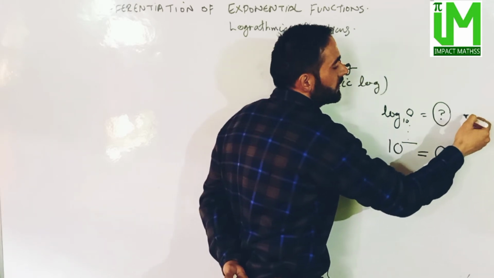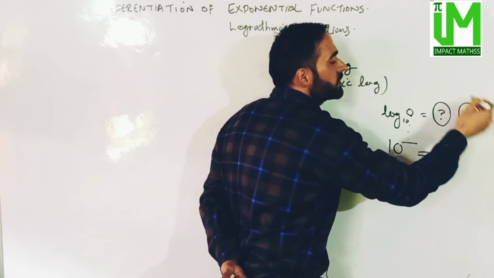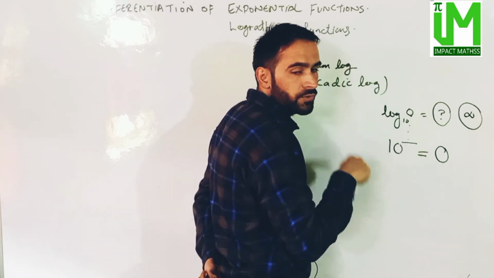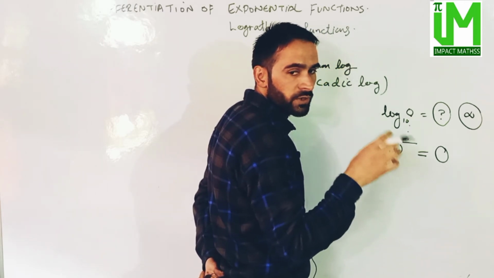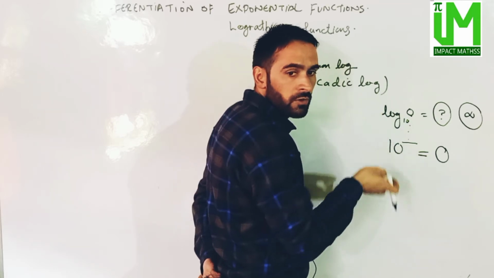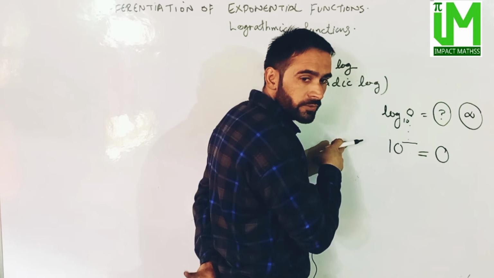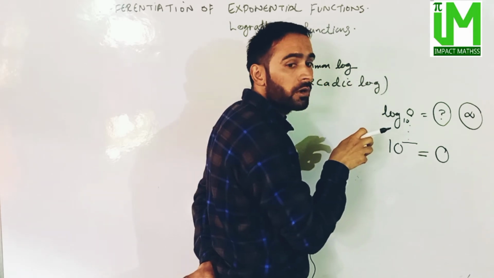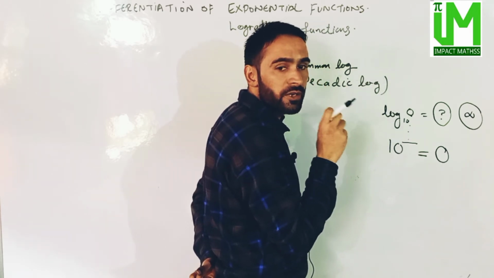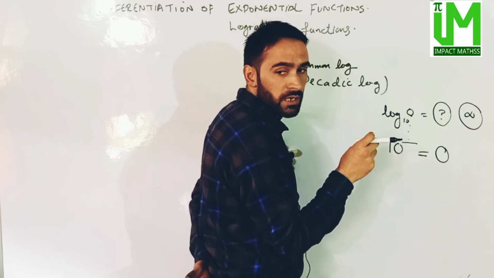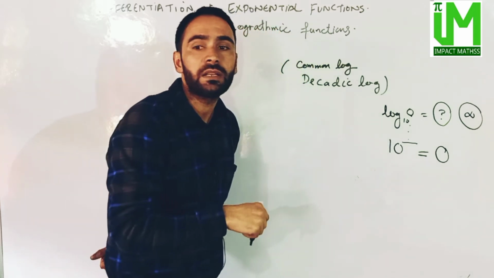So symbolically we write that it is equal to infinity, because infinity cannot be visualized. We cannot find that value of log 0. So log of 0 is undefined. It is on similar lines as log of negative numbers not being defined. So log does not exist for negative numbers and log does not exist for 0.